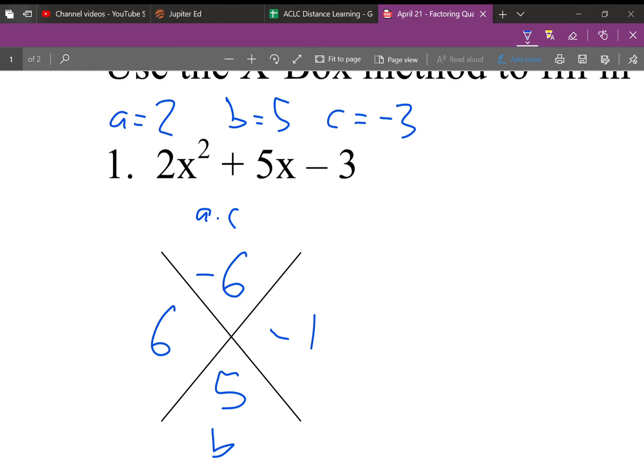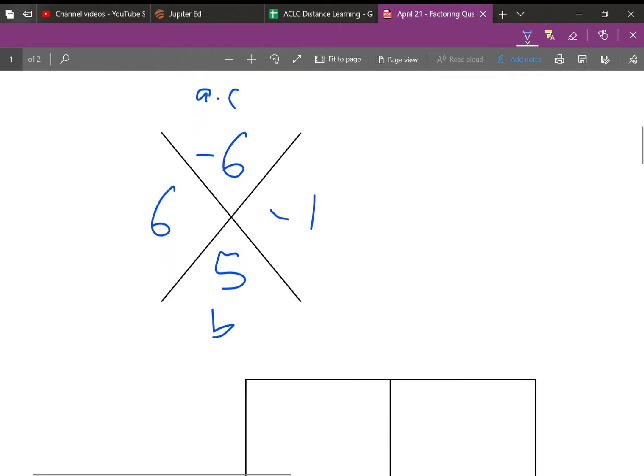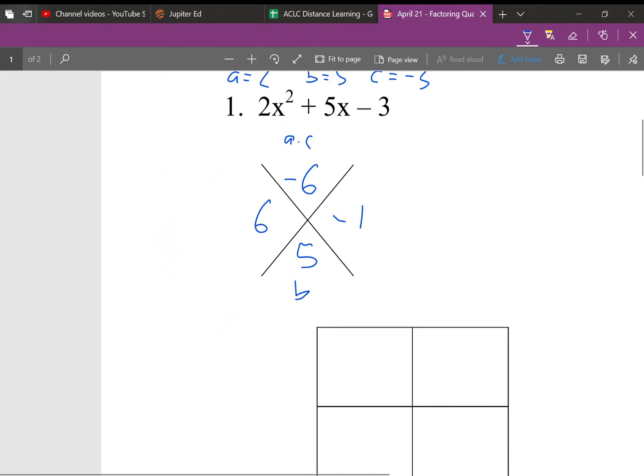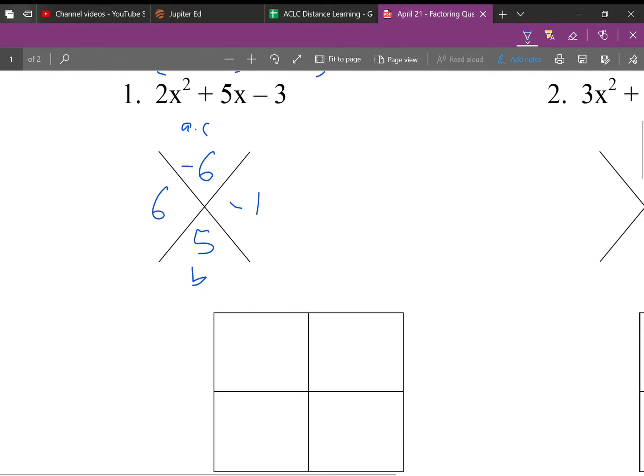Well, 6 times negative 1 is definitely negative 6, and this time we do have it working on the bottom. 6 plus negative 1 is positive 5. Now, that's not new. What's new is what we do with these numbers. I am trying to fill in this generic rectangle, and let's just go over how we do that.